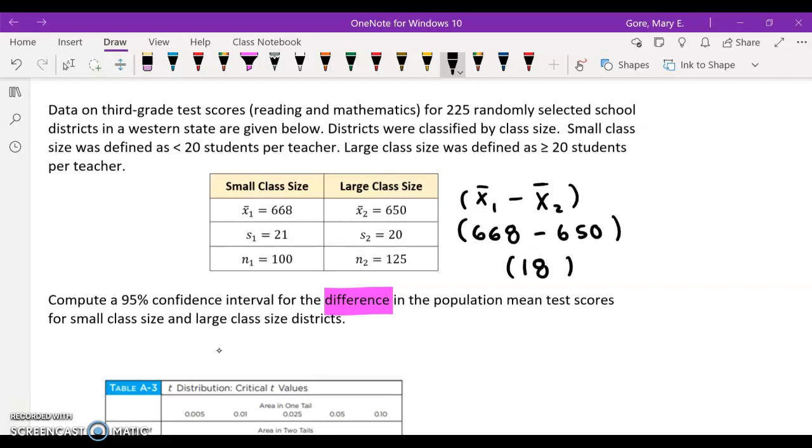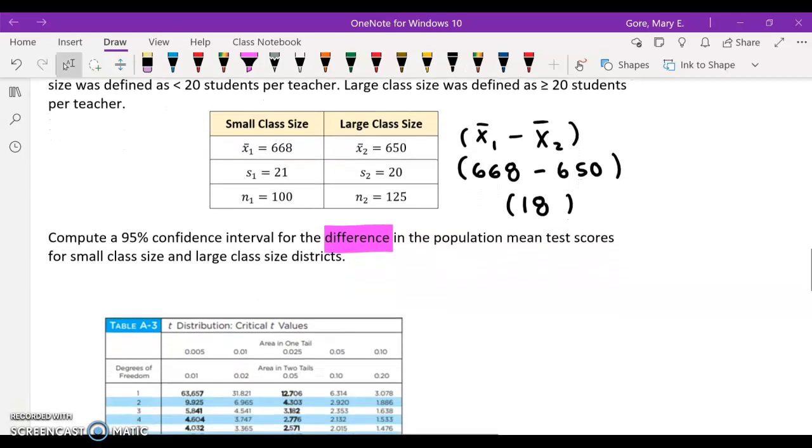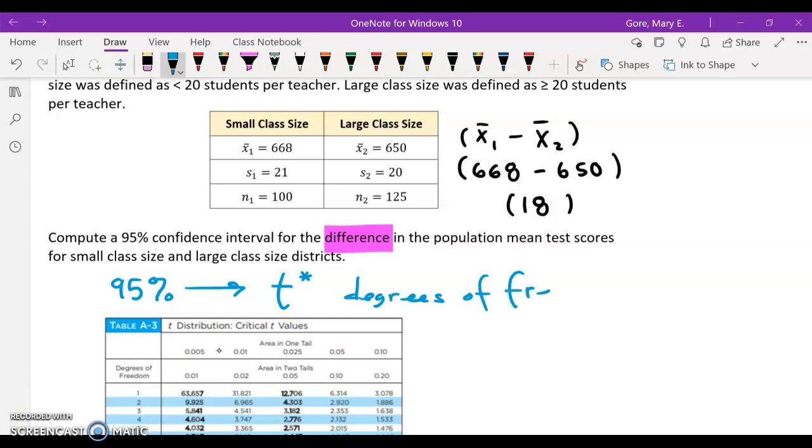Now, we're going to take this and develop this into a confidence interval so that we have a range of values rather than just this one number. And so we're going to do a 95% confidence interval as requested. And that's going to determine what our T star is. Our T star is going to be determined by the 95% request and also something called degrees of freedom that we've had to deal with in the t-tables.